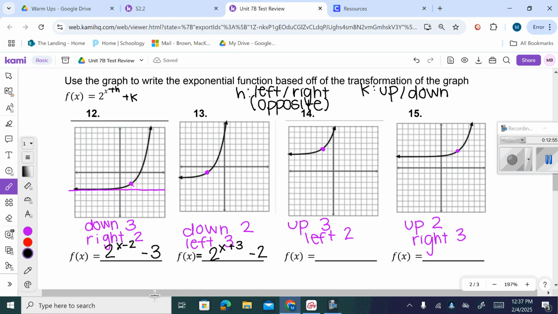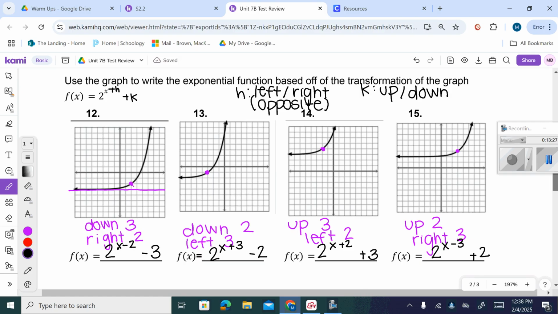Okay? Do y'all want to do 14 and 15 together? Yeah. Okay, 2 to the x. Plus 2, because left goes with your h. X plus 2. Now, how do I say up just 3? Plus 3. Okay. All right, last one. 2 to the x, how do I say right 3? Minus 3. And then up 2 is going to be what? Plus 2. Awesome.